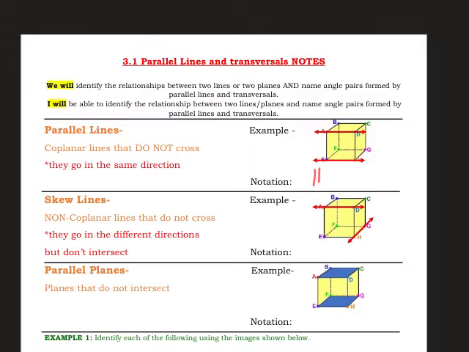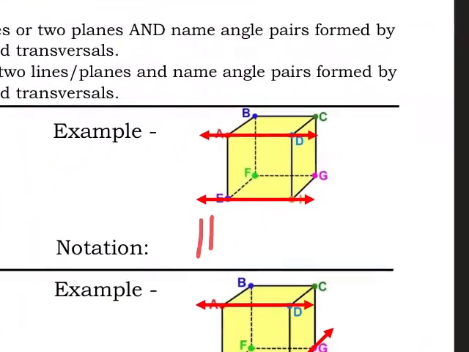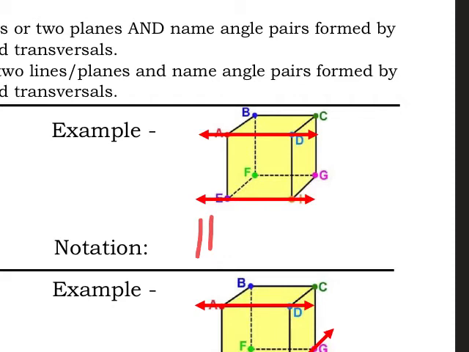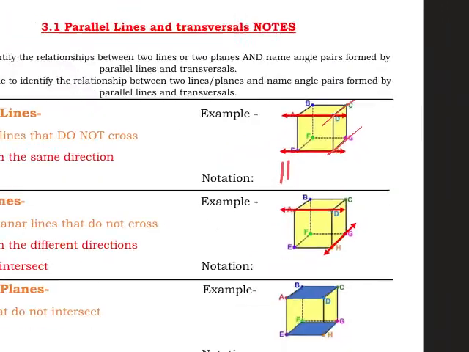So can someone give me two other lines that look parallel on this picture? What two other lines look like they would be parallel in this picture? Himatullah? C to D and G to I, or G to H, whatever that is. Yep, these two are also parallel. They're going in the same direction, and they're not intersecting.